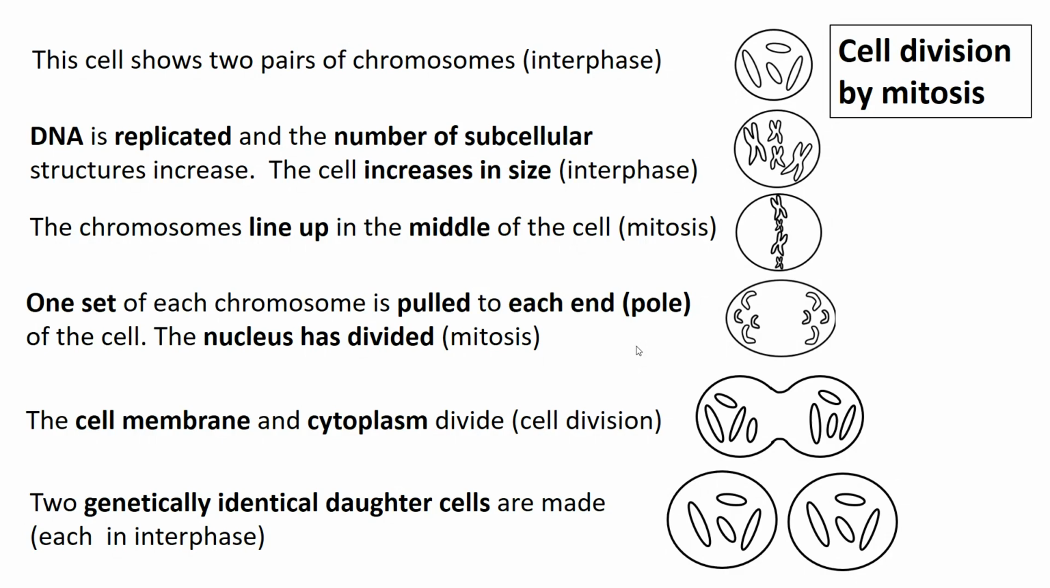So the next stage is cell division, where the cell membrane and the cytoplasm divide. And what you end up with are 2 genetically identical daughter cells. They're now in interphase. They are going about their daily functions. They are genetically identical to each other and the original cell that they came from. And those cells can then go on to divide themselves and go through this cycle again.